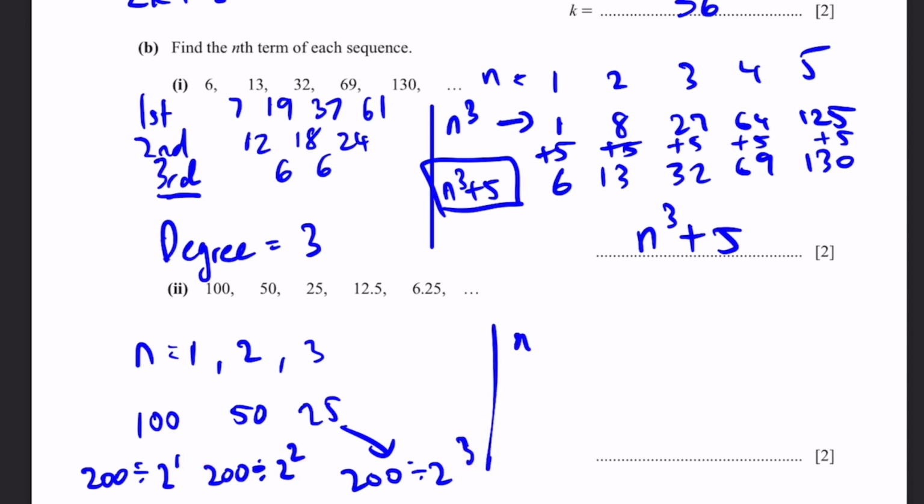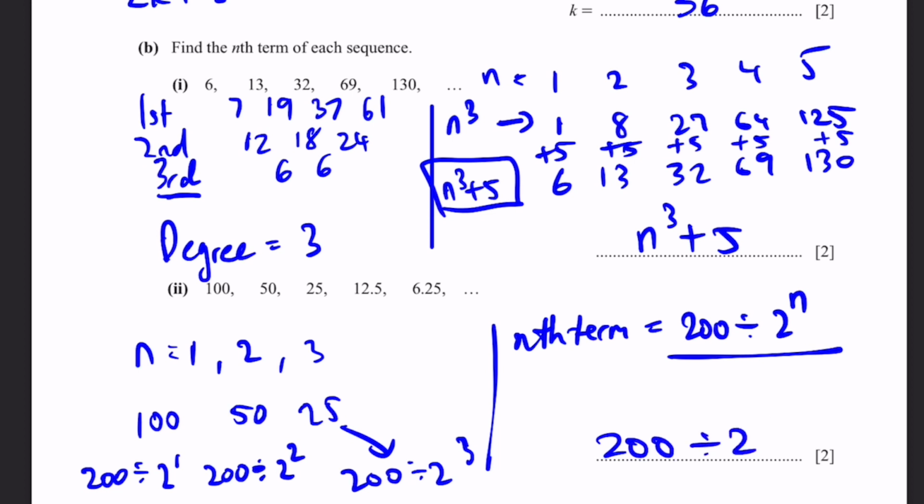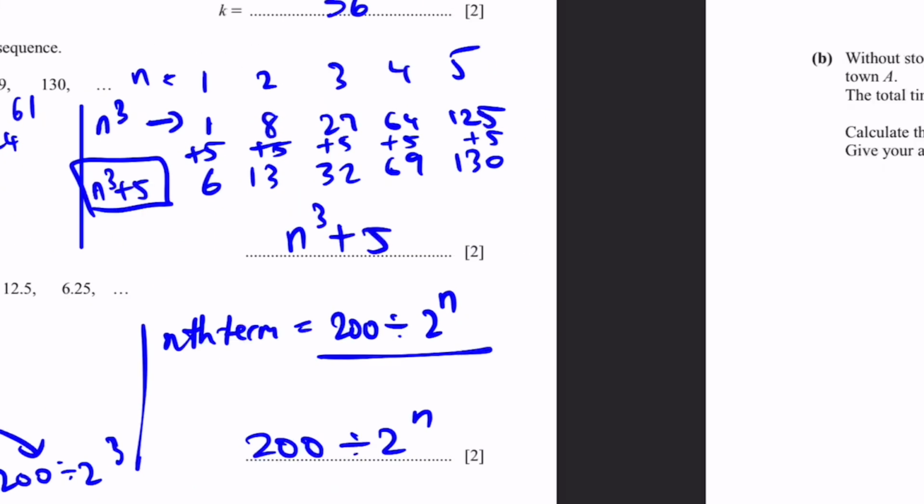So the nth term is actually 200 divided by 2 to the power of n. That's the answer. In geometric sequences, you can always expect an exponent to be n. Now we can go to question 7.